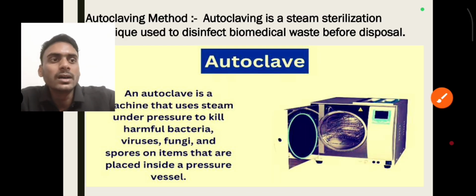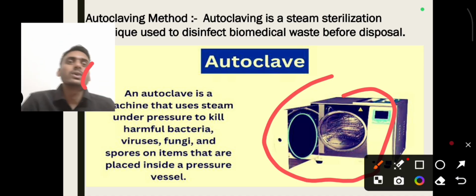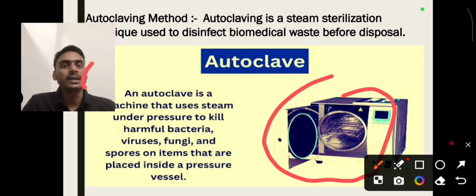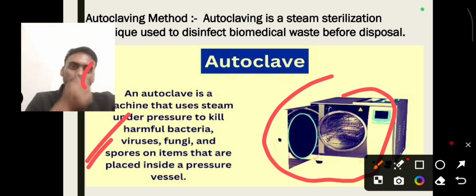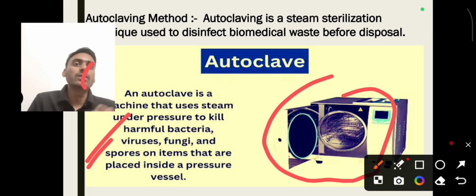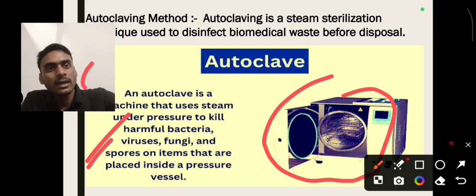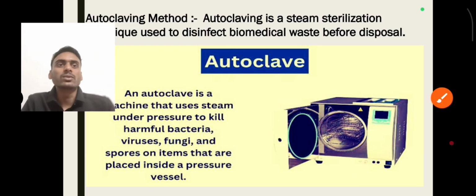So we just see the autoclaving machine. This is the autoclaving machine, right? An autoclaving machine uses steam under pressure to kill harmful bacteria, virus, fungi, or spores on items that are placed inside the pressure vessel. So you can understand that whichever method of disposing of biomedical waste uses steam under pressure for the killing of pathogens, you can say autoclaving. I hope you understand the basic things about autoclaving.